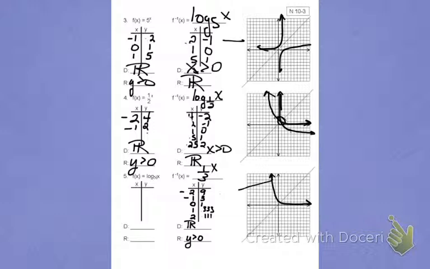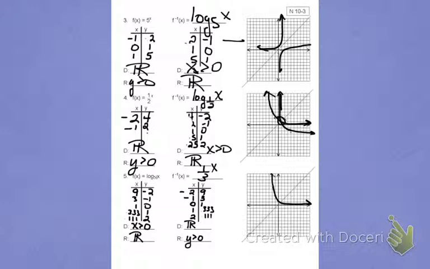So let's look at our points then for the log over here. Alright, so they're going to be reversed, so it'll be 9, -2, 3, -1, 1, 0, 0.333, 1, 0.111, 2. We believe that our range will be all real and their domain is x is greater than 0, which means it never touches the y-axis. So let's put those points on our graph and see if that's what we get.